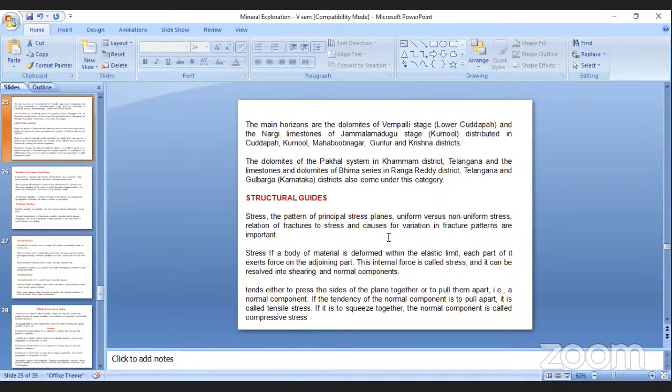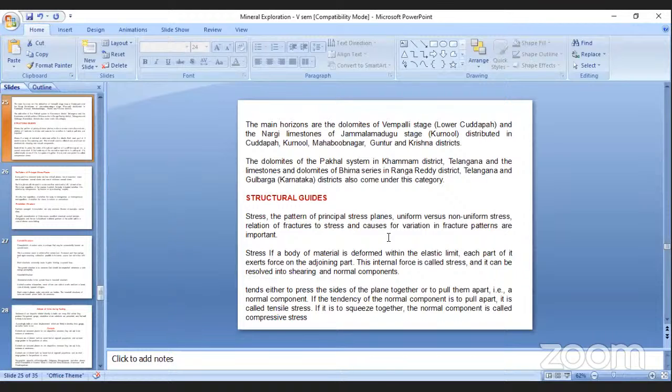Next one is the structural guides. In the structural guides, the pattern of principal stresses mainly depends on the stress planes, and again on uniform versus non-uniform stresses. It is related to the fractures: how they get the stress, what the causes are, and what variations we can identify when the fracture patterns are forming. Stress.